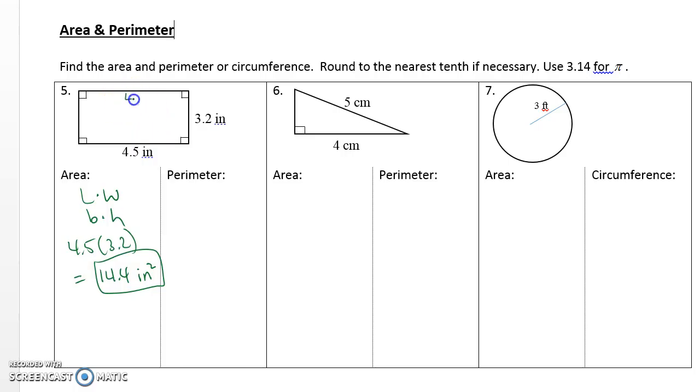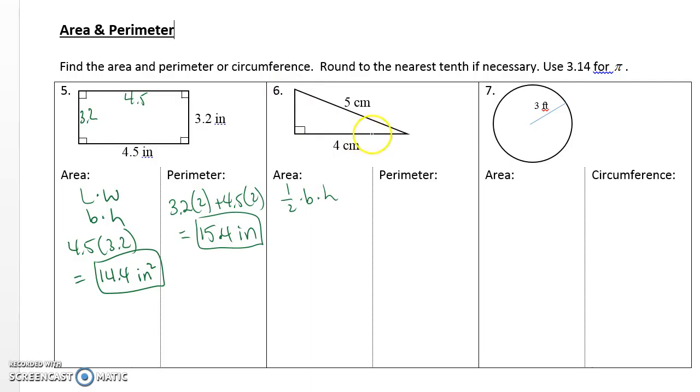Perimeter, we can just add up all the sides. Remember, these two sides are the same and the other two opposite sides are the same. You can add them all up together, or some people like to use the formula 3.2 times 2 plus 4.5 times 2. And again, you can work that out in your calculator. And you should get 15.4. This time we're not multiplying the inches, so we won't get inches squared. We'll just get inches.